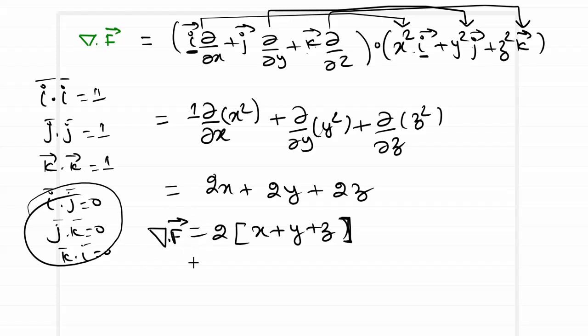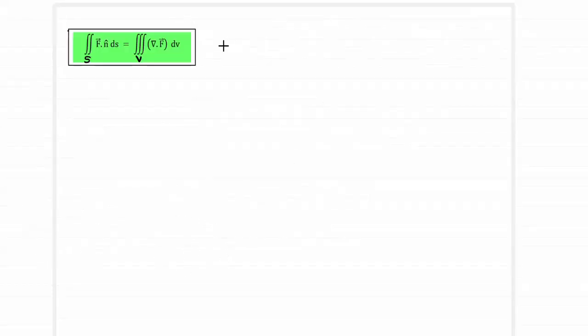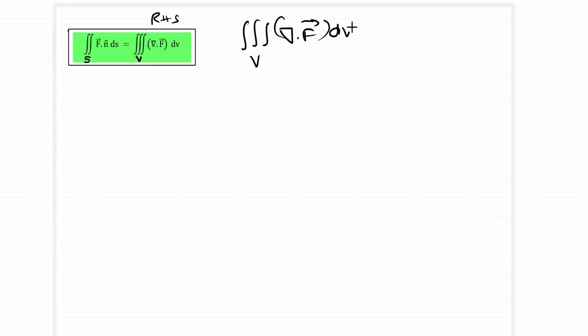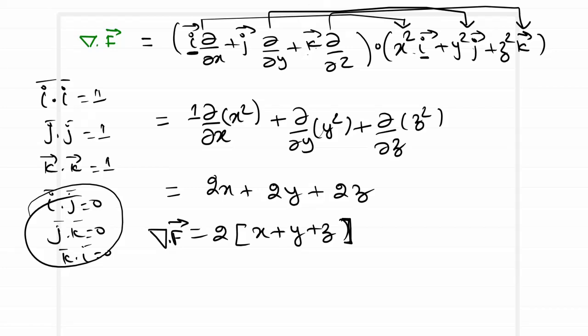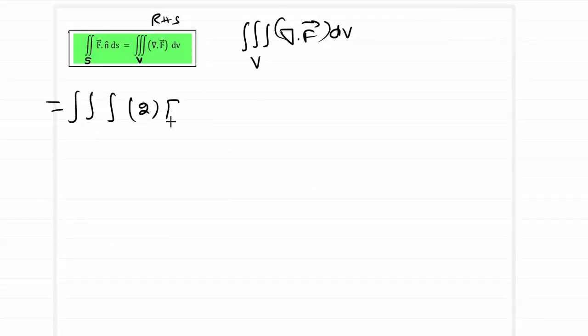What are we going to do with this del dot f vector? Now go and notice the formula for your Gauss divergence theorem. We are evaluating the right hand side, the triple integral over V of del dot f into dV. Del dot f, just now we found, is 2 times x plus y plus z.